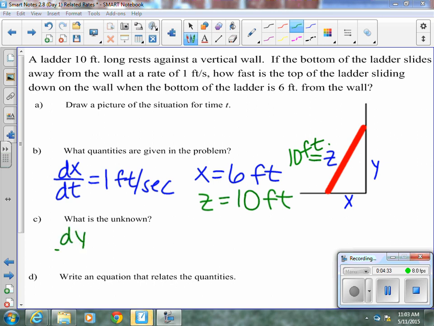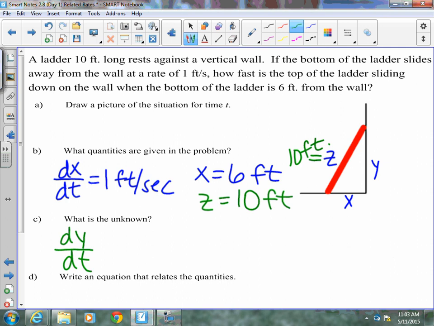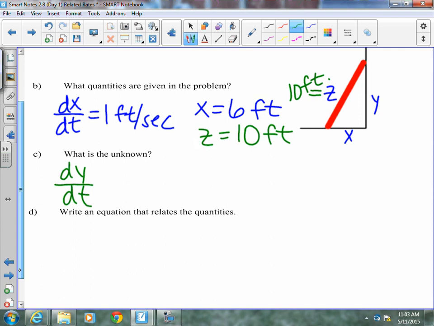Now, let's talk about this. That means we're finding dy/dt. If it is getting smaller, your answer should come out as a negative value. So, hopefully, when we're all done, we get a negative value for our dy/dt. So, do we have an equation that relates all of this stuff?